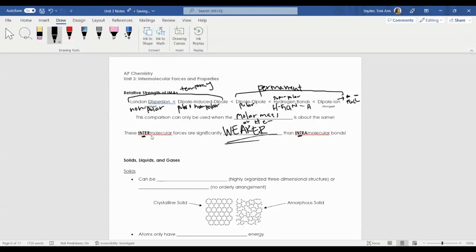This is something that takes a lot of work. I tend to feel that my students get very good at intermolecular forces because we focus on it so much. A lot of your AP test will come back to intermolecular forces, so I make sure that you know these intermolecular forces very, very well come test time.